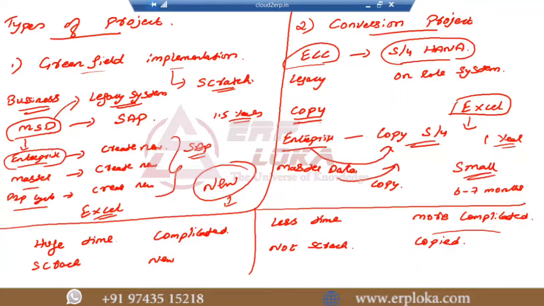So think that for 2 months you're working in Excel and uploading the data is not getting reflected properly in the S4 system. Then again, you need to go back to the Excel and work on the Excel and come back. So here, if there is an issue, there is no issue in the SAP system. There is an issue with the Excel data you're going to prepare. So that is the conversion project.